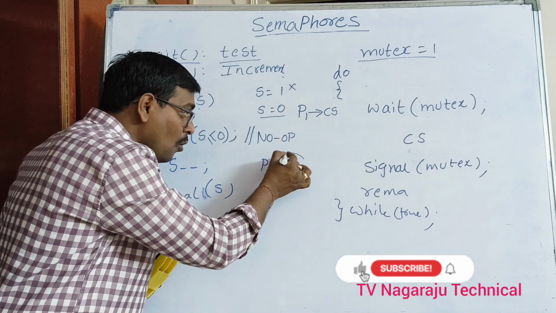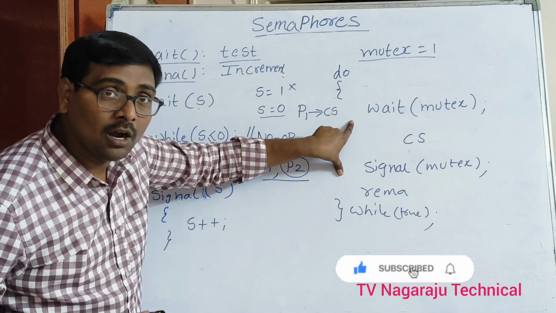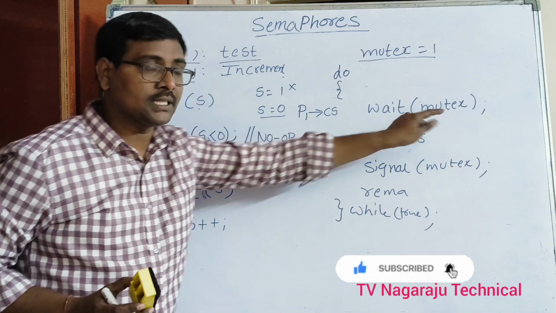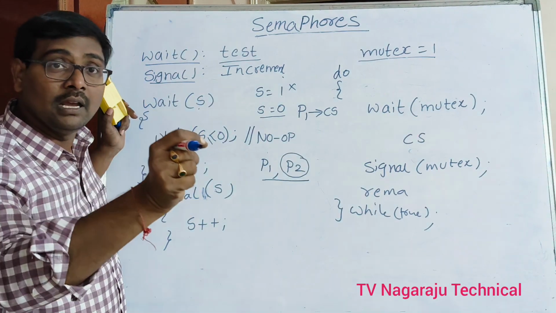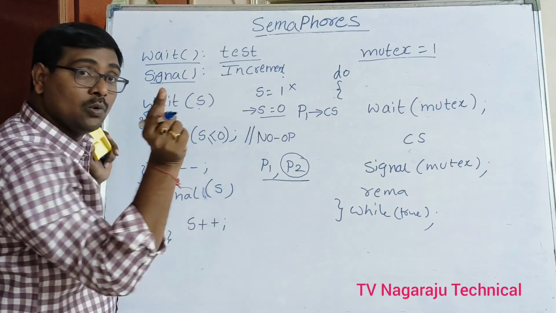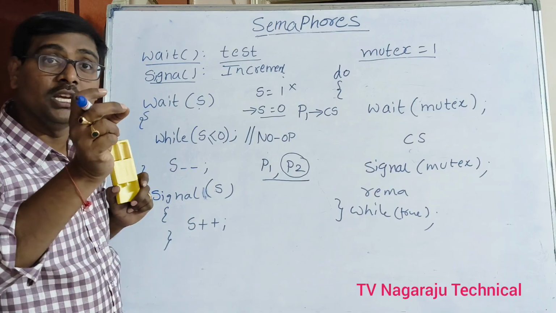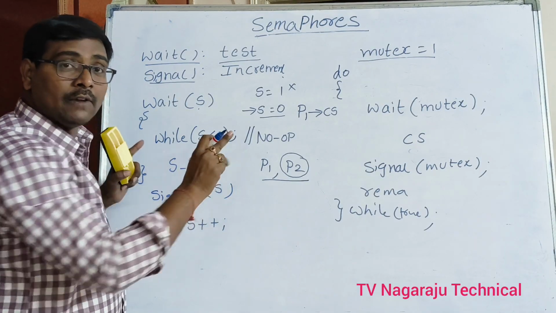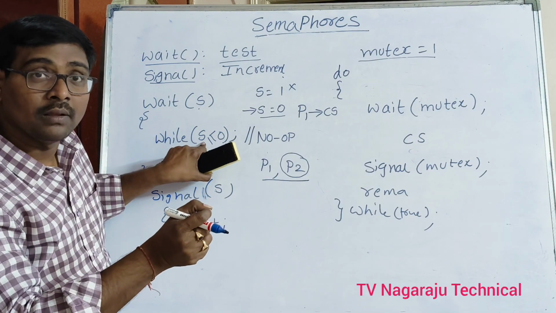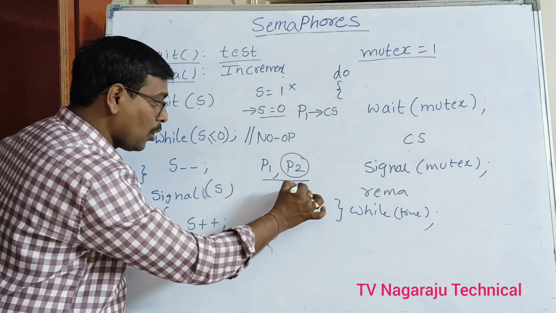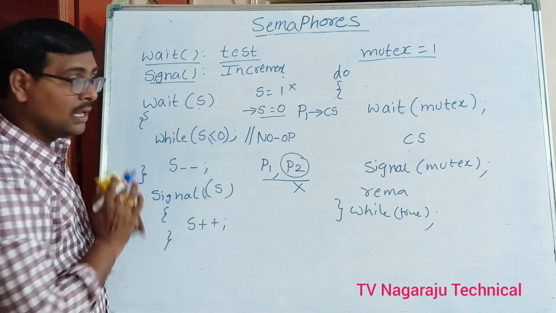For example, while P2 wants to enter into the critical section, what happened? This is called by P2. Wait of mutex, simply it calls wait of S. What is the S value? S is already updated. Now S value is equal to 0. While 0 less than or equal to 0, the condition is true. This is infinite. If the condition is true, it is repeated until the condition fails. That means process P2 is in waiting state. Process P2 is in the infinite loop.